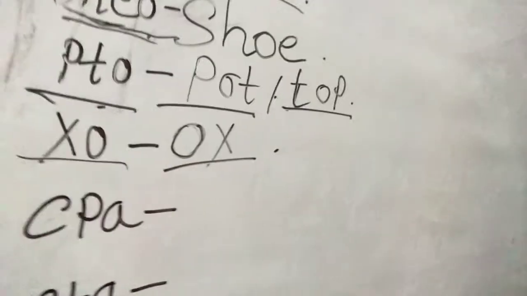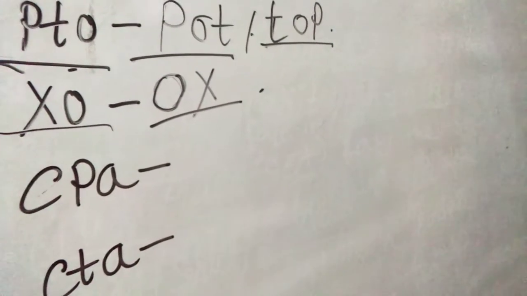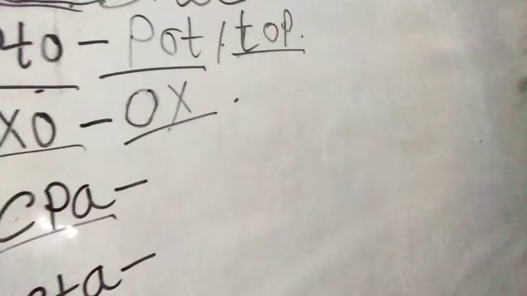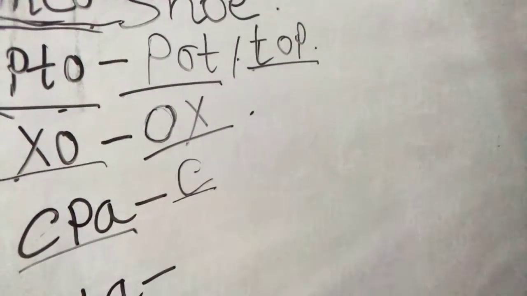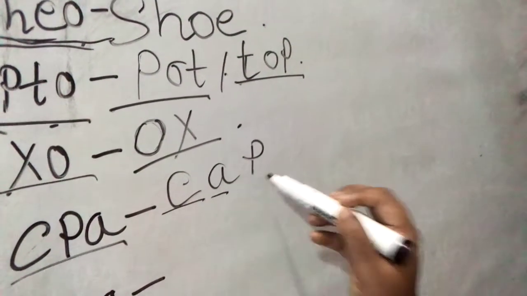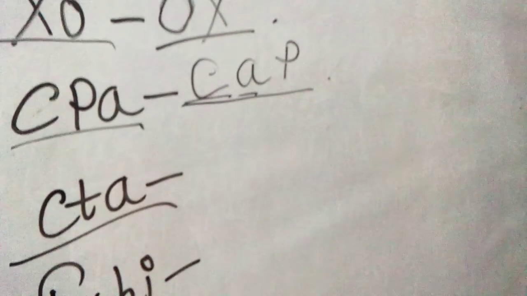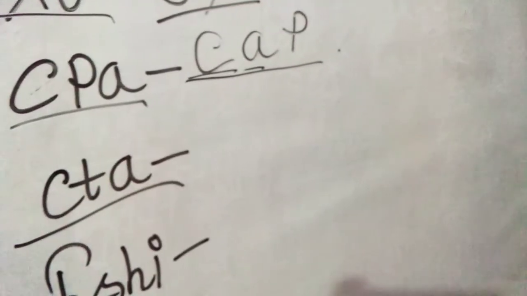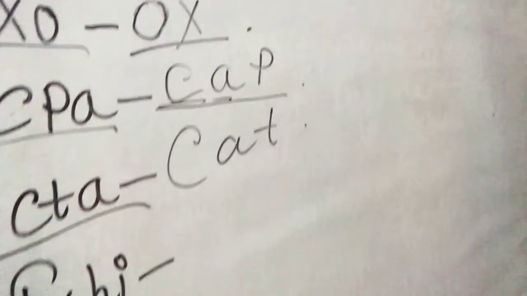Then oxen, you have already learned oxen in your numbers. Now CPA. The first letter should be in the first place, so if I put C first, then A in the middle and then P, it becomes CAP. Cap means a hat you wear. Then CTA, I hope you won't have any problem finding this word. Actually, it is CAT, the very common and familiar one.